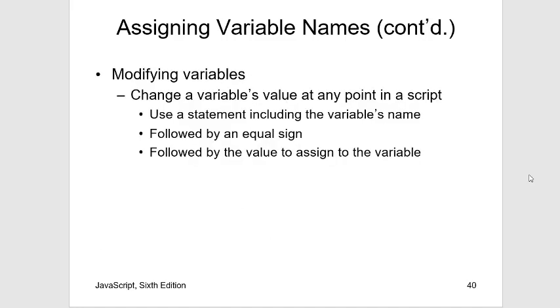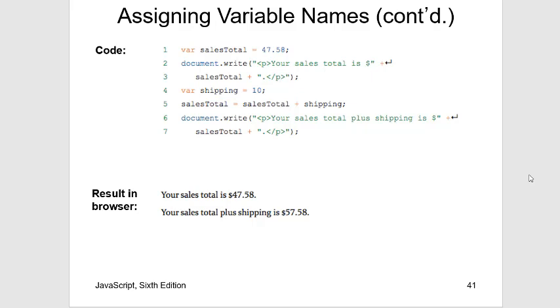When you modify variables, what you're creating is a storage place for a value. And at any point, if you want to change that value, you can reassign it to a new amount. And when you reassign it to a new amount, then as in this one, it's $47.58. Shipping is 10, and now it's reassigned to being itself plus 10, and so the new value would show up.